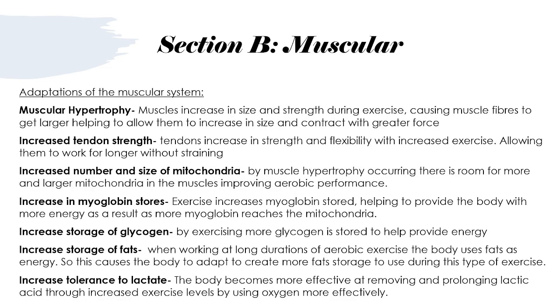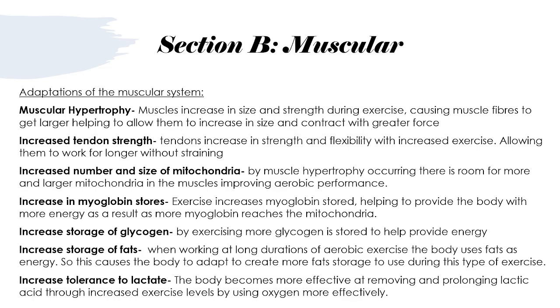Adaptations. So you've got some key adaptations here. Muscular hypertrophy: muscles increasing in size, helping them to contract with greater force. Tendon strength: tendons increasing in strength and flexibility, so these muscles can now work for longer. Increased number and size of mitochondria. That's occurring due to muscle hypertrophy. There's more room, and larger mitochondria in these muscles help to improve aerobic performance.